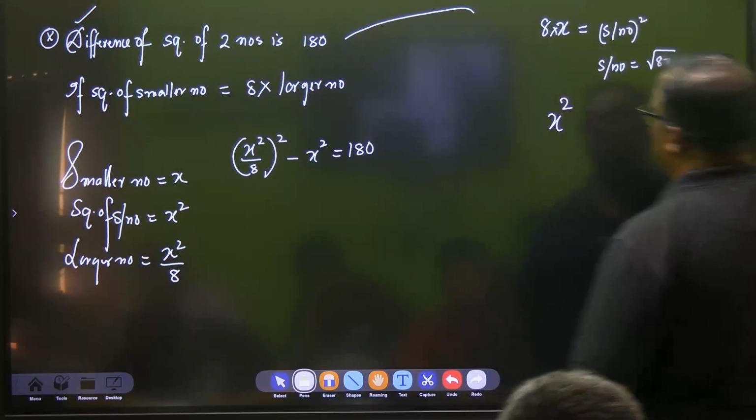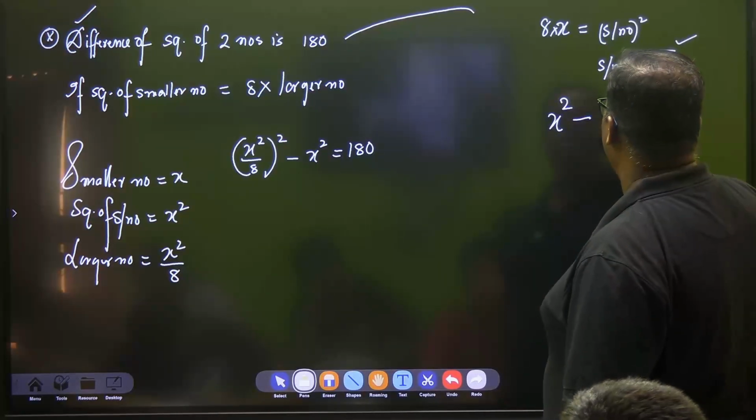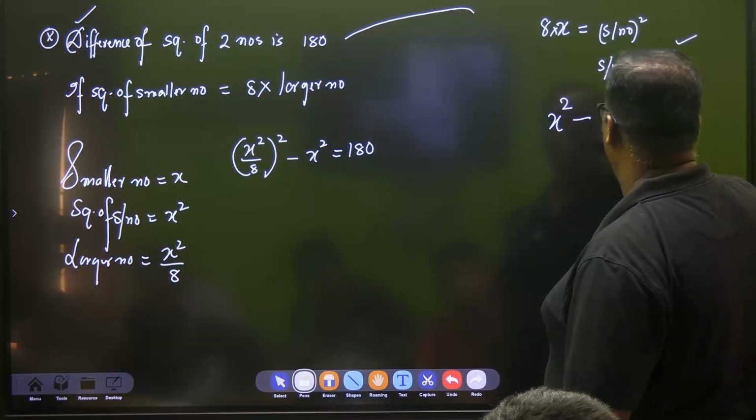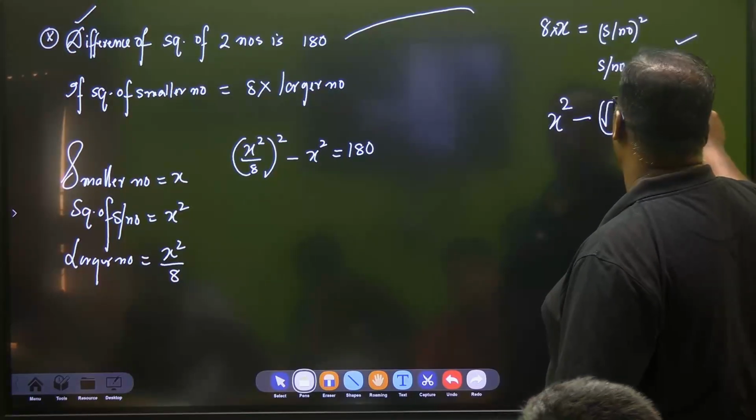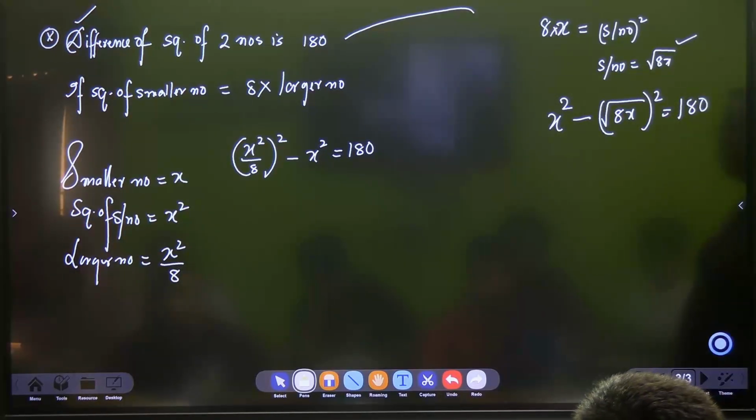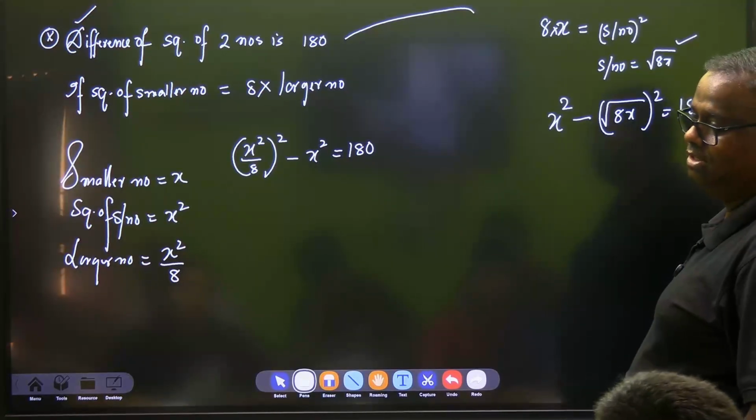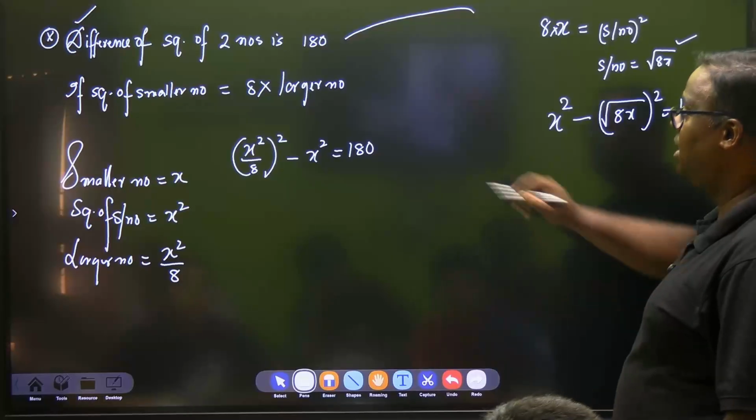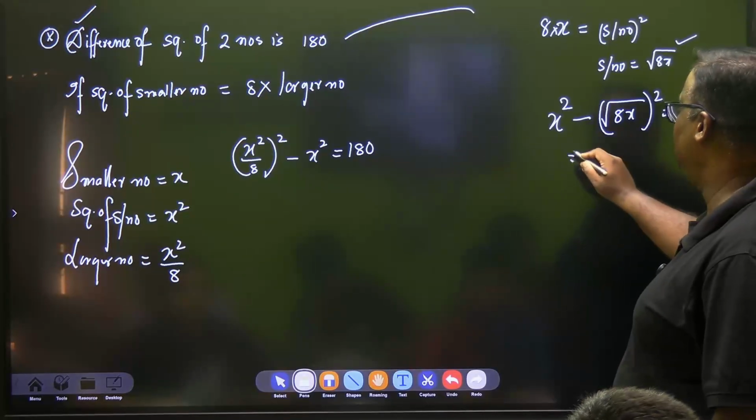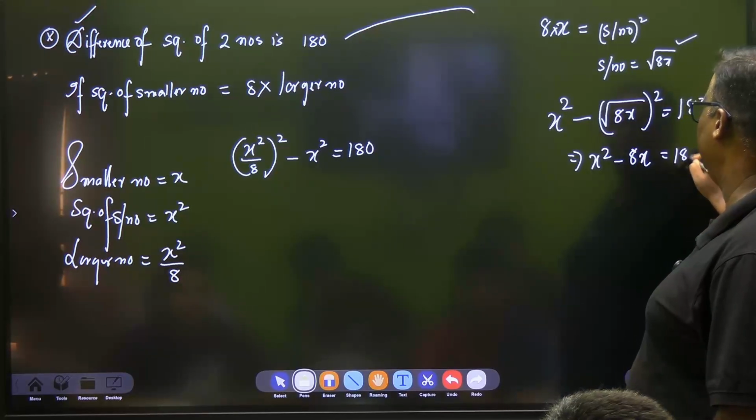Square of the larger number minus root of 8x whole square. This is even a better way to do. This makes your equation a little bit more easy. But here there is a thing that we went wrong. Tell me what? x square minus 8x is equal to 180.